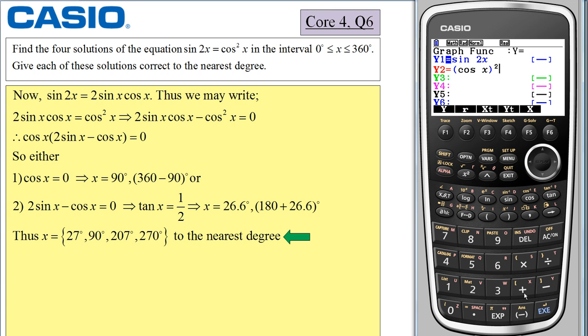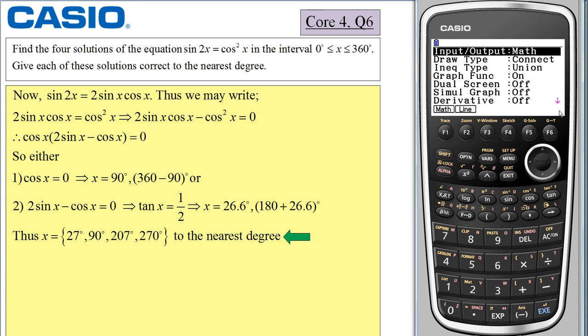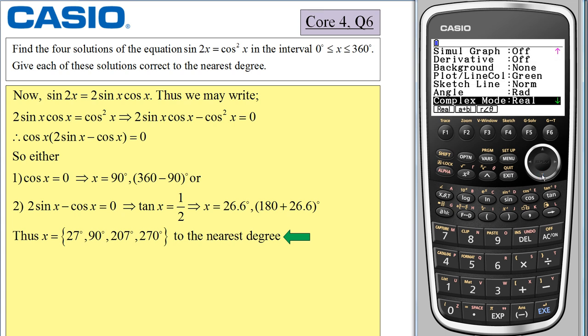Okay, now if I select execute, before I draw these I can see that my calculator is in radians mode, RAD, but I require my answers to be in degrees, so I'll be able to change that shortly. If I select F6 to draw, before I even change the scale, I'm going to change the setup, so that's shift, menu, and I'm now going to scroll down to angle, and I'll change that to degrees, which is under F1.